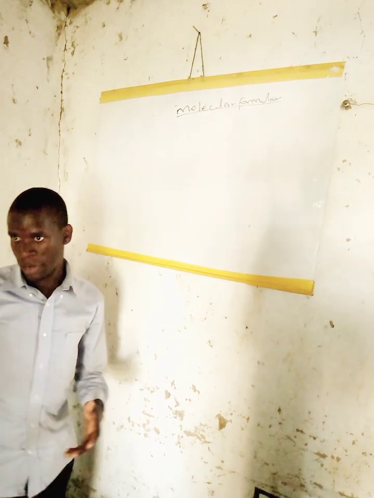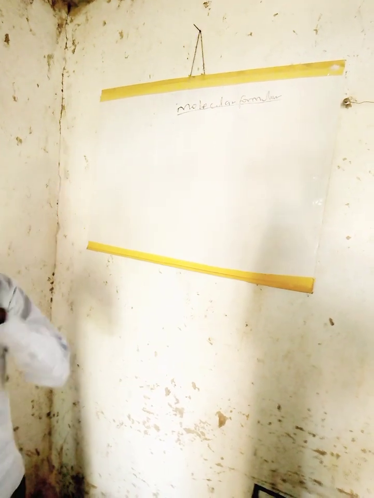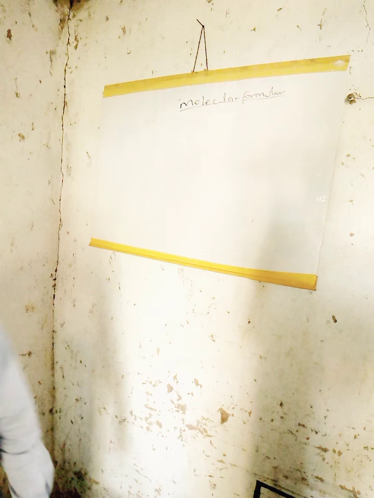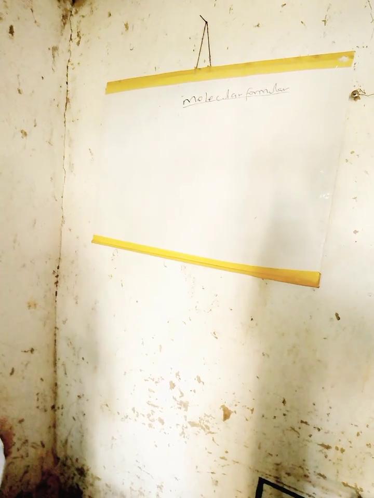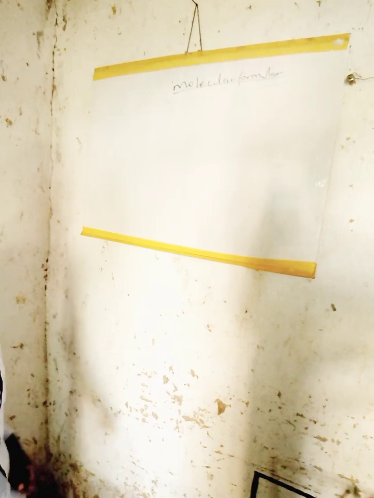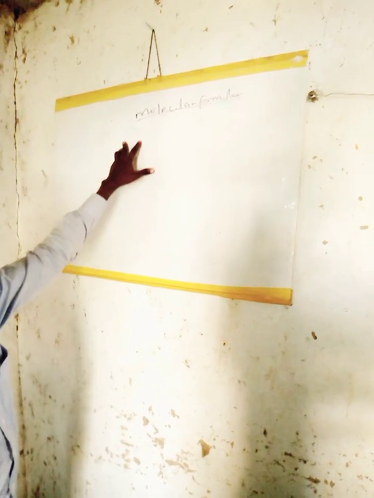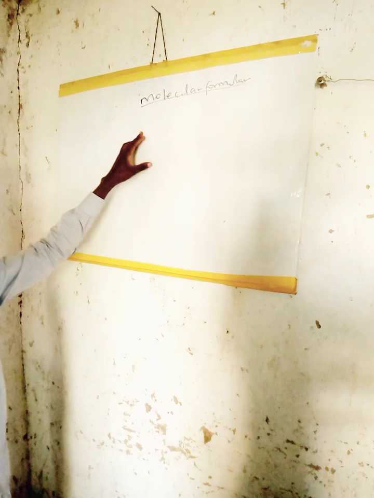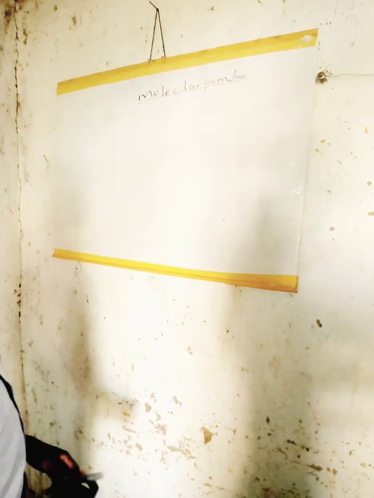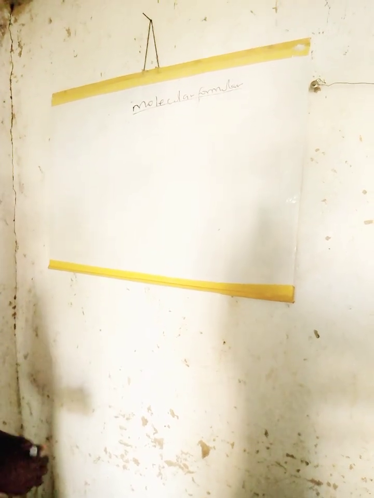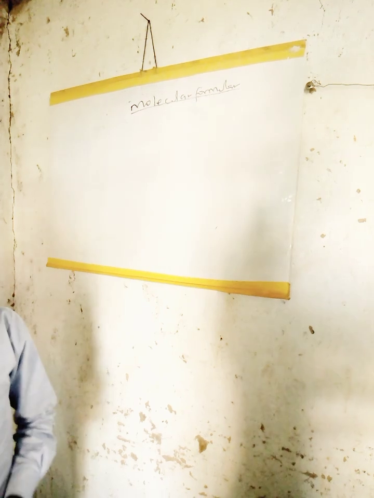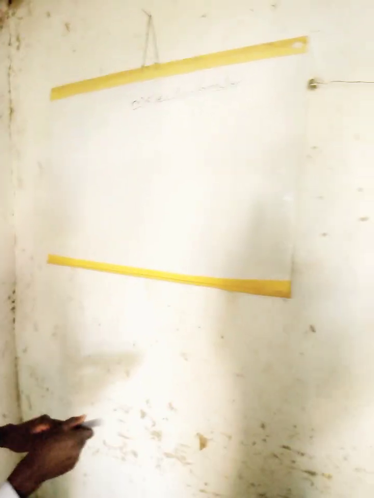Molecular formula is the actual number of atoms of various elements present in a molecule. The actual number of atoms in various elements present in a molecule is what we call the molecular formula.